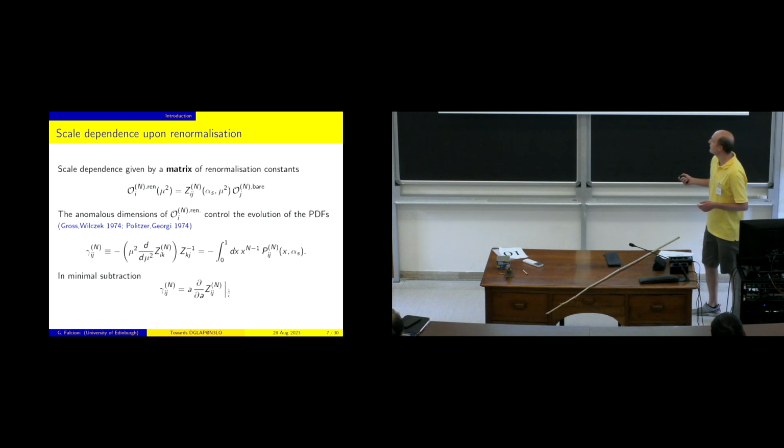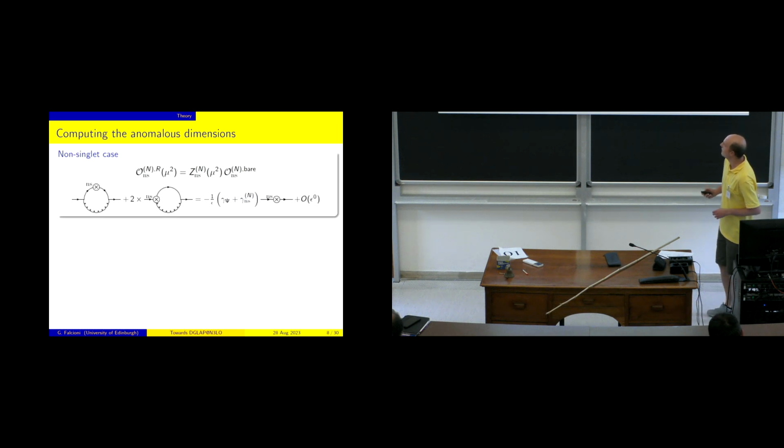So this is quite convenient because now in minimal subtraction, you can simply extract the physical quantity you want from the single pole of these renormalization constants. Just a few diagrams to see why it is convenient.